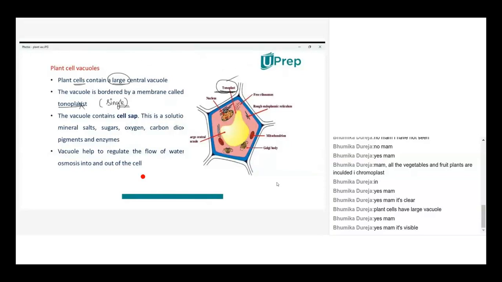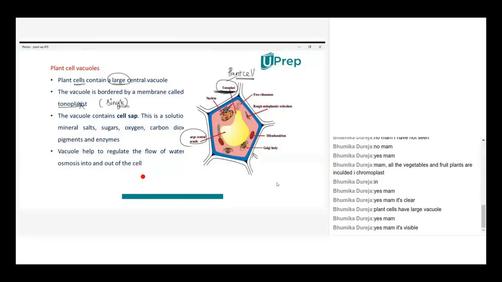This is the most fascinating bit in medical entrance exams. So what is tonoplast? The membrane, the single membrane around the vacuole, we call it tonoplast. This is the plant cell, because we have a big vacuole inside and a cell wall. This is the cell wall. So in the plant cell, the vacuole is surrounded by a membrane called tonoplast.